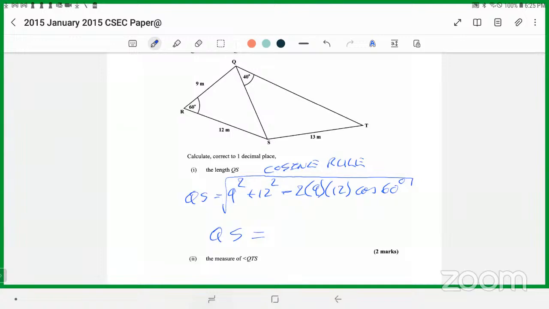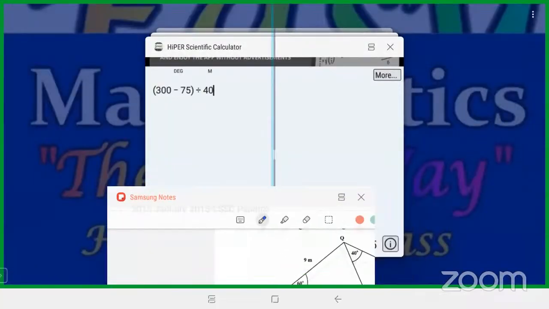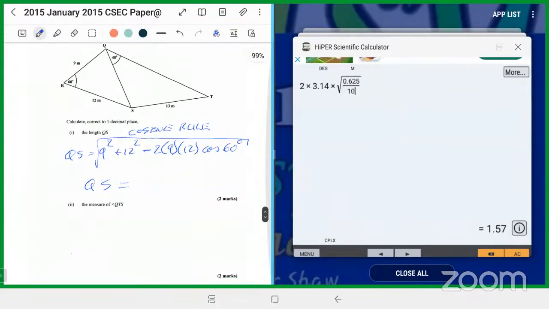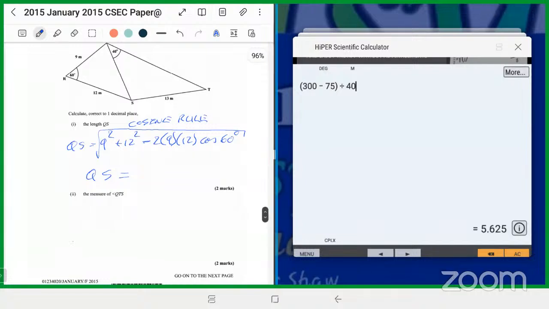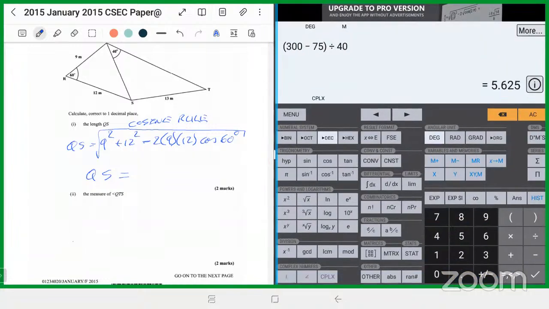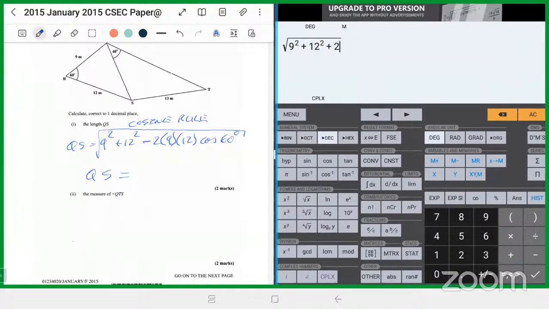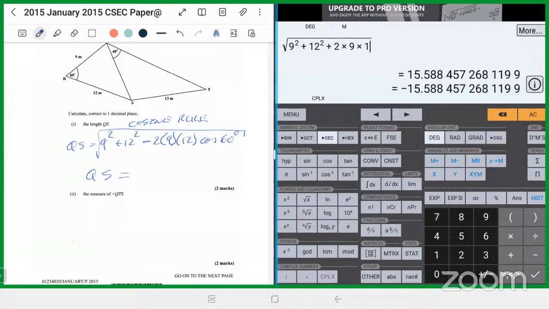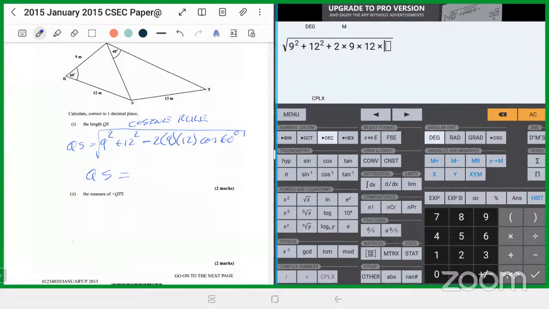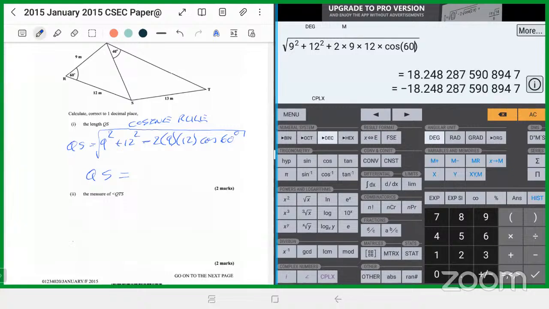Put this in the calculator, and the answer will be in meters, since the distances are in meters. All right, let's put it in the calculator. It's the square root of 9 squared plus 12 squared minus 2 times 9 times 12 times cos of 60 degrees, which is a half. I'm getting 18.2.